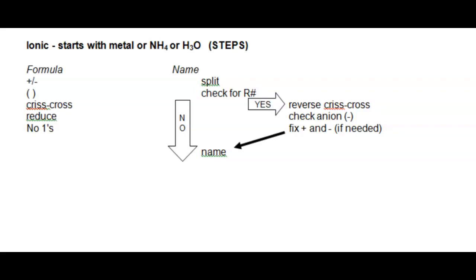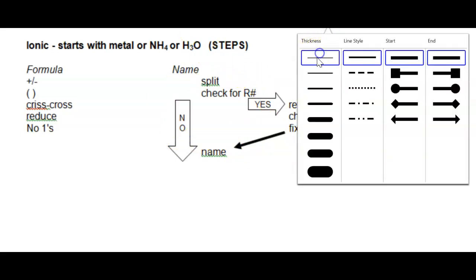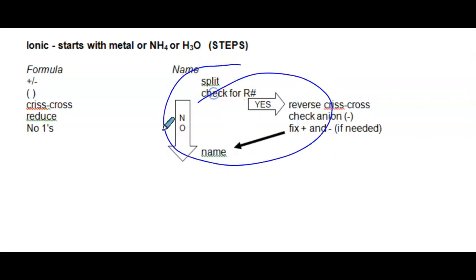This is naming ionic compounds from the formula. We will use this side here for this purpose. Okay, let's go. So the first thing I told you to do is you're going to split it after the cation.